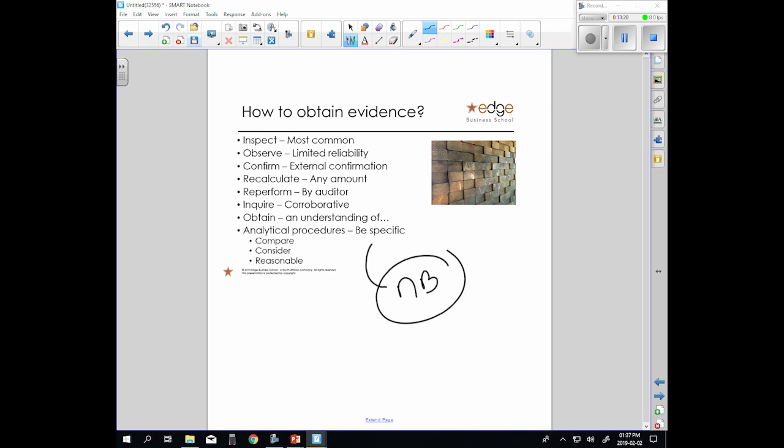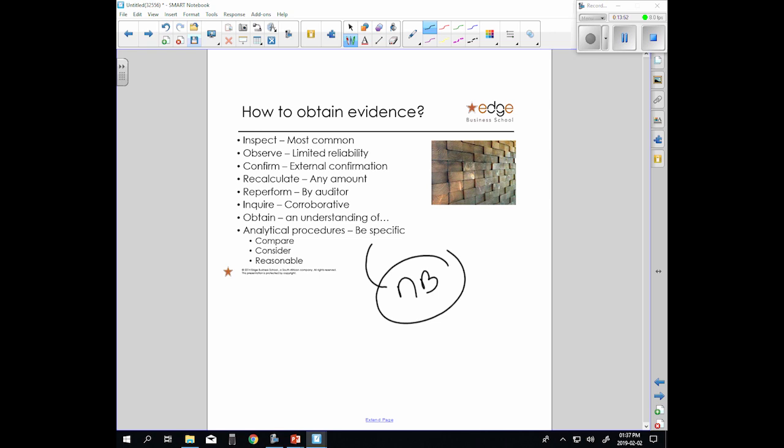Reperform. The auditor can reperform certain procedures. You can inquire. You can obtain an understanding, and you can perform analytical procedures. What's an analytical procedure? Compare last year's to this year's. You look at last year's revenue, compare this year's revenue, and one would expect hopefully an increase of at least inflation. That's an analytical procedure.